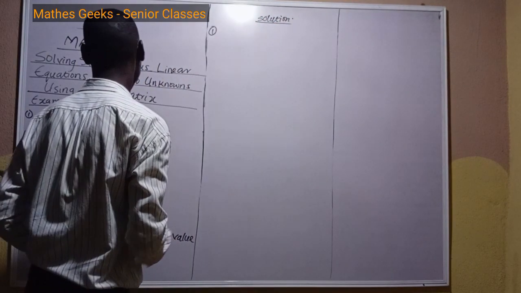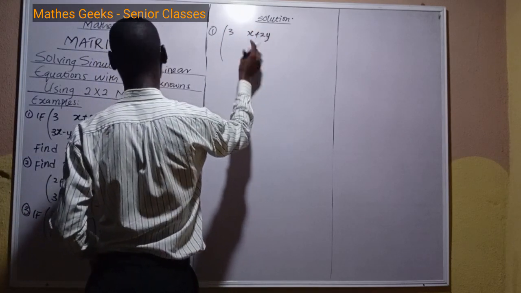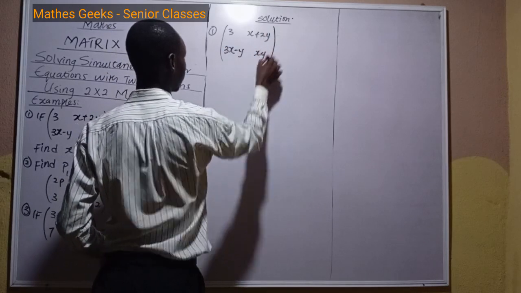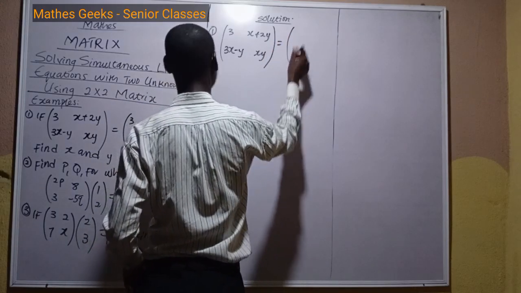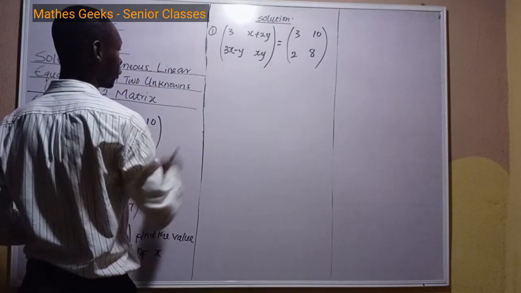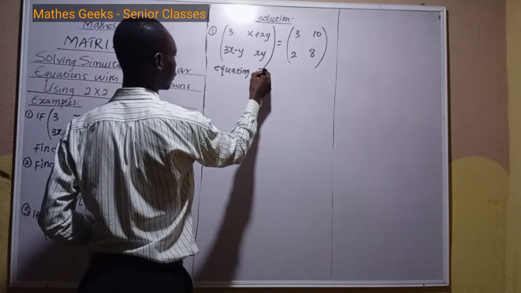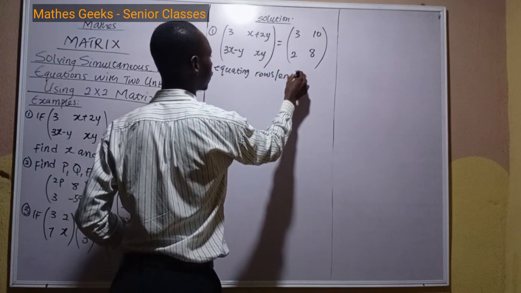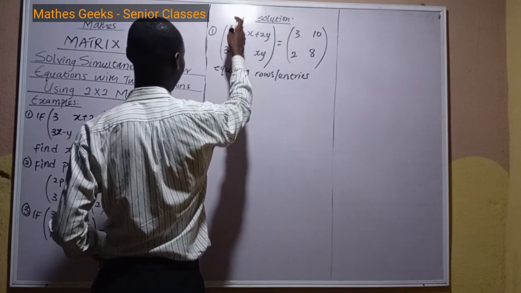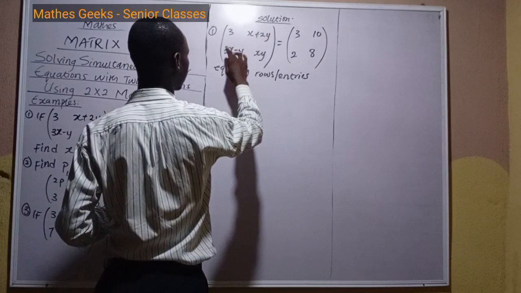Another one. The matrices are 3, x plus 2y, 3x minus y, xy equals 3, 10, 2, 8. So equating entries, we don't have anything to do with this entry because there's no unknown here. It's 3 is equal to 3.